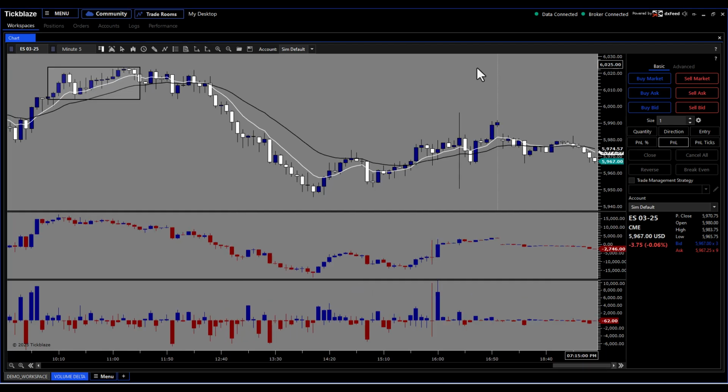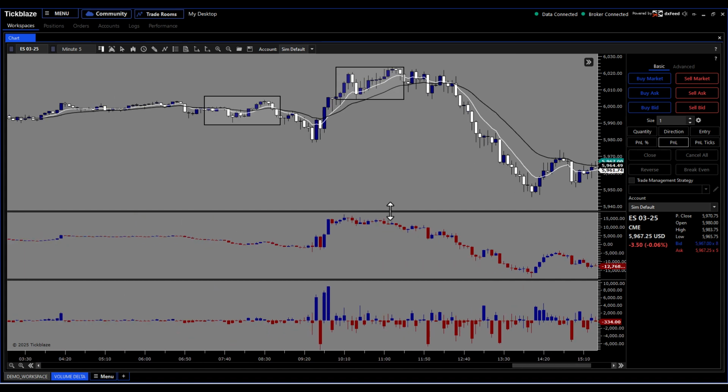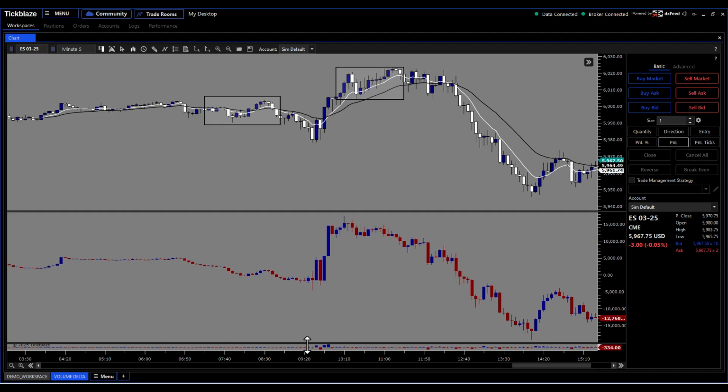Now what I'm going to do here is I'm going to go to a couple locations that I've chosen for the purpose of this example, and let's just look at today's trading. Now the first thing I'm going to do is I'm going to minimize the lower window. I don't need the up-down delta for this. I'm only going to look at cumulative delta. And the first strategy that I'm going to teach you is ultimately going to be volume divergence.